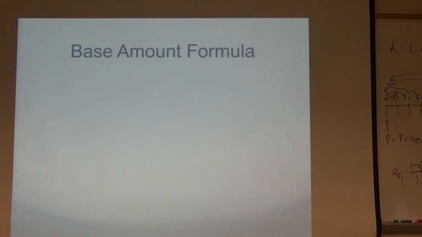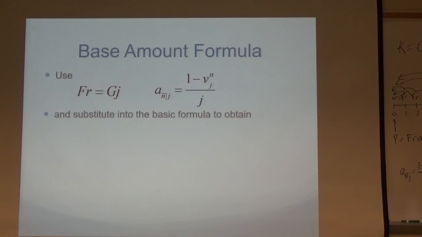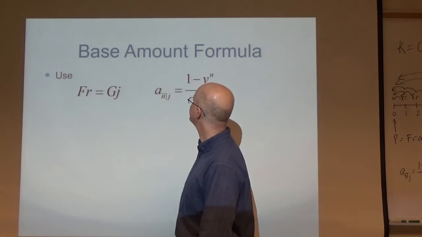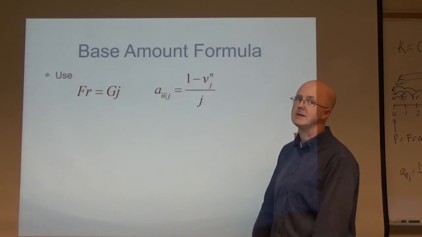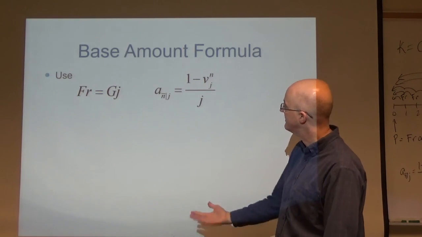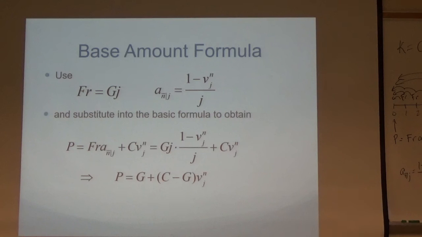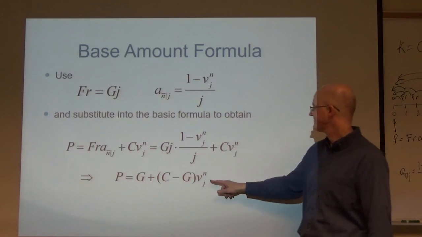And one more formula called the base amount formula. We can use these two equations. This is the equation that defines the base amount, capital G. F times R, the coupon amount, equals capital G times the periodic yield rate, and AN. Make those replacements and obtain this equation here.